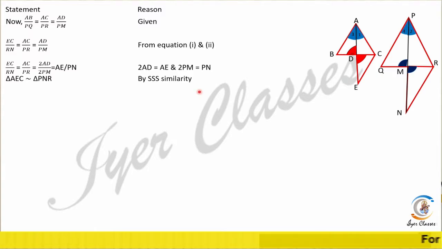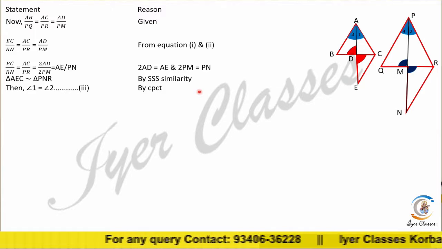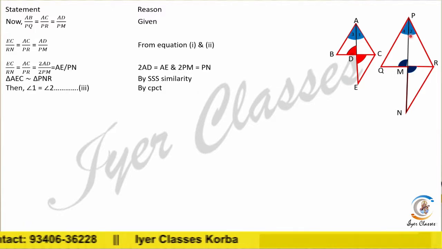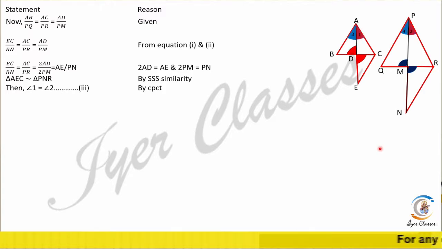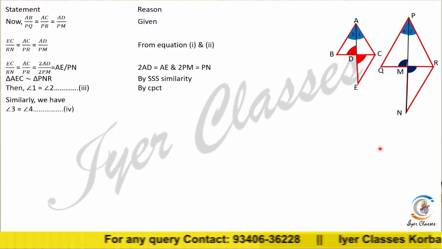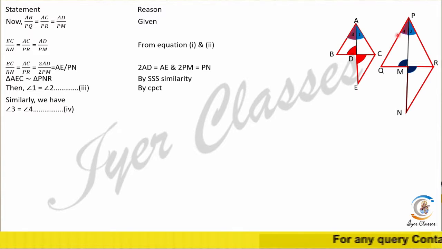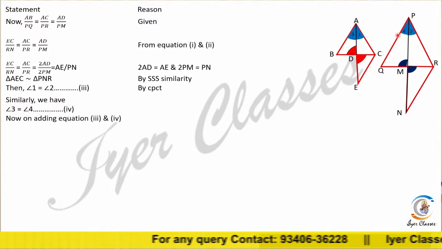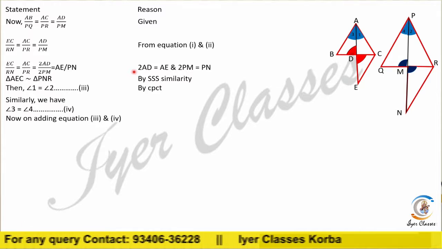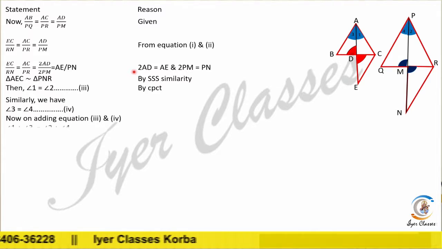The three sides are proportionate to each other, right? So therefore you will have angle 1 equal to angle 2, right? In similar triangles, the corresponding angles are equal. Now what you have to do is, we can also similarly prove that angle 3 and angle 4 are equal to each other. Now we have got relation number 3 and relation number 4. Add the two angles, angle 1 plus angle 3 and angle 2 plus angle 4.